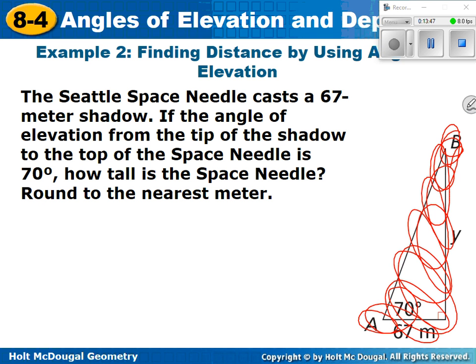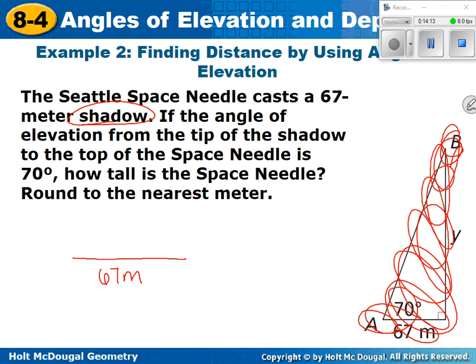So you've got a Space Needle casting a 67-meter shadow. First of all, where are shadows located? Are they up in the air? They're on the ground. Be very careful with that. So you have a shadow that should be on the ground. And how long is the shadow? 67 meters. So always think about, where is this located?